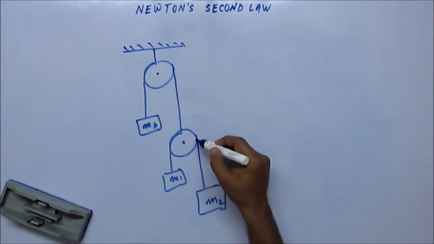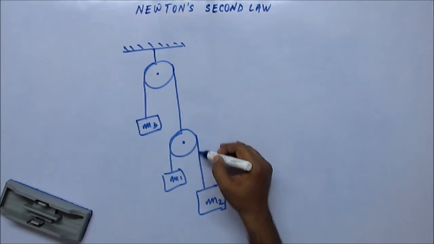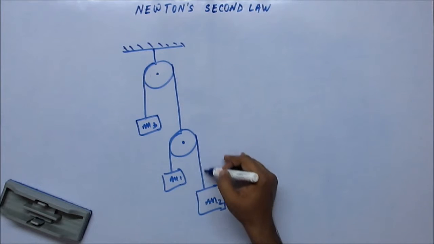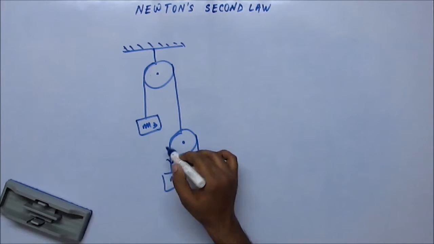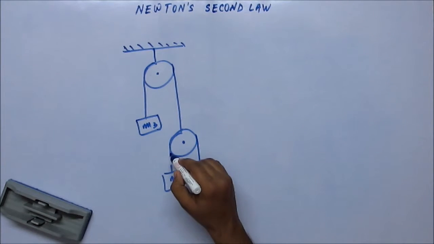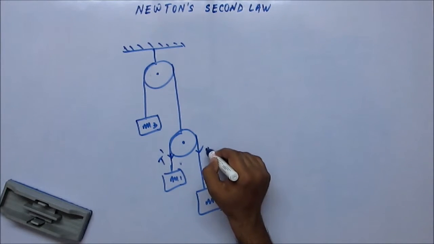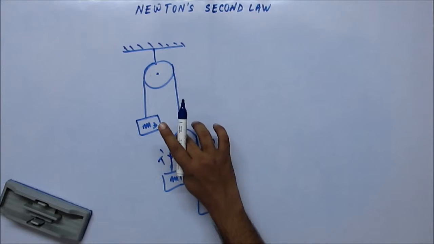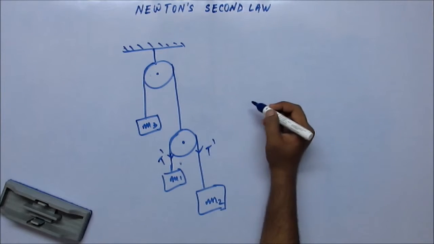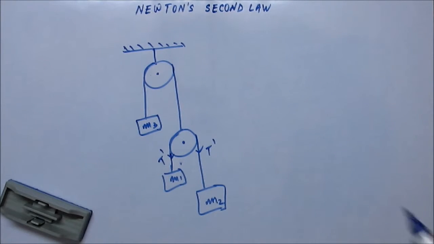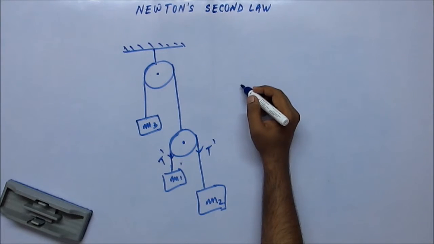Now this is a uniform, continuous string, so the tension in this string will also be the same. If we call it T dash, then the tension here and here is T dash. Now, did I tell you that the pulley is massless? If I didn't, then it's my mistake. I should have told you that the pulley is massless.